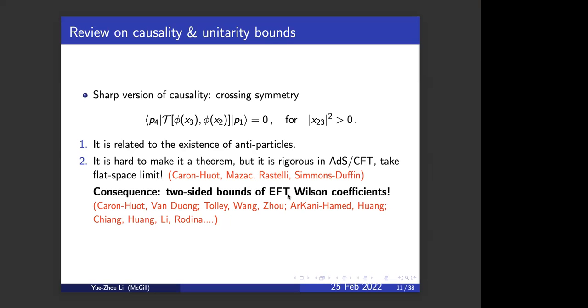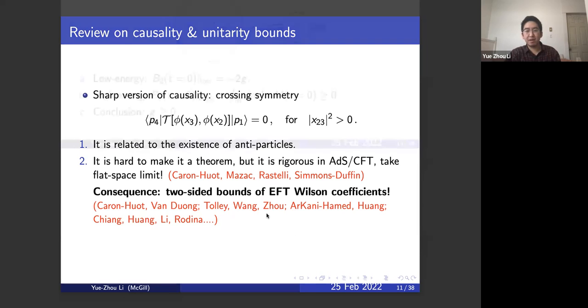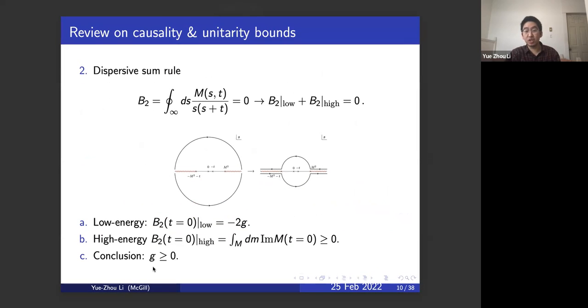Okay, thank you. So what we mean by two-sided bounds is that, for example, here we only have G is positive, but using crossing symmetry, we might get something like G is larger than 0, and it's also smaller than some numerical value over the correct scaling of heavy mass.